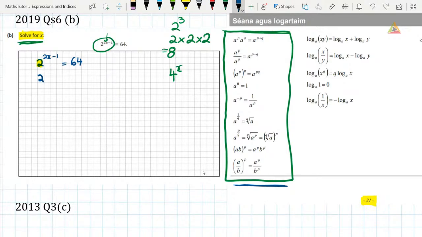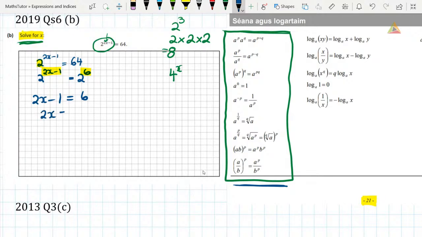So we now have 2 to the 2x minus 1 is equal to 2 to the power of 6. And once we have written an equation with the same base number, the powers are going to be equal. So in this case, I can now say that 2x minus 1, the power on the left-hand side, is equal to 6 because they're both 2 to the power of that. So that means I'm going to say 2x minus 1 is equal to 6.